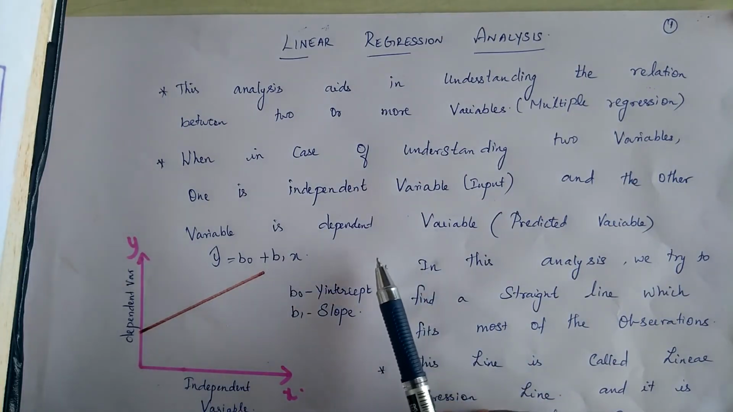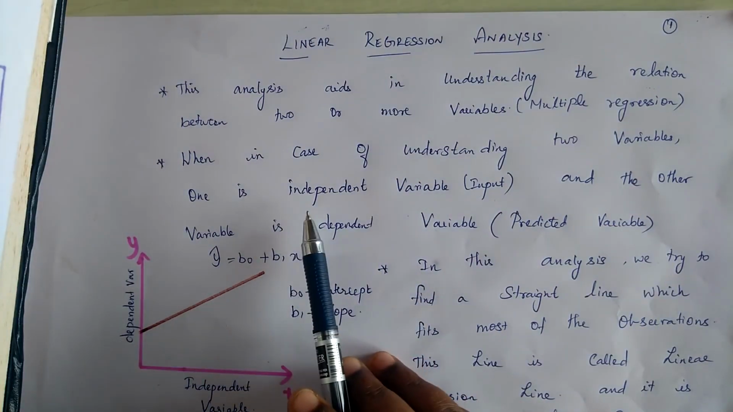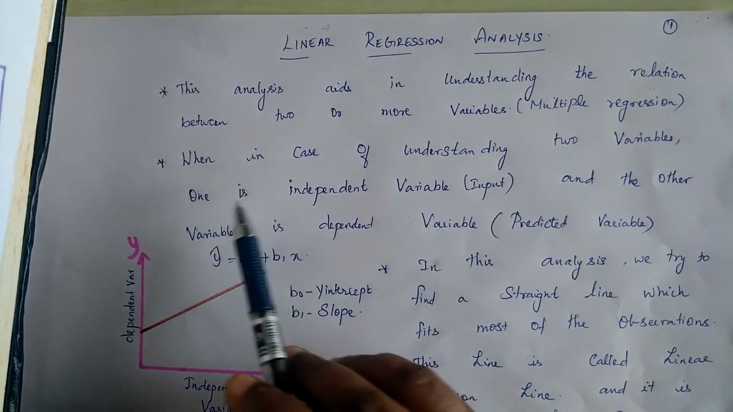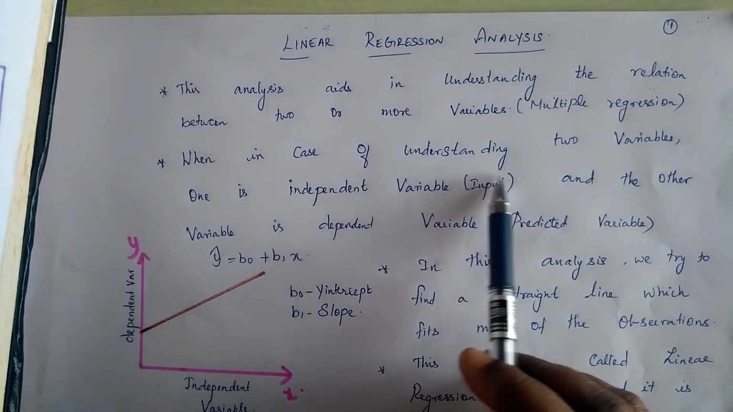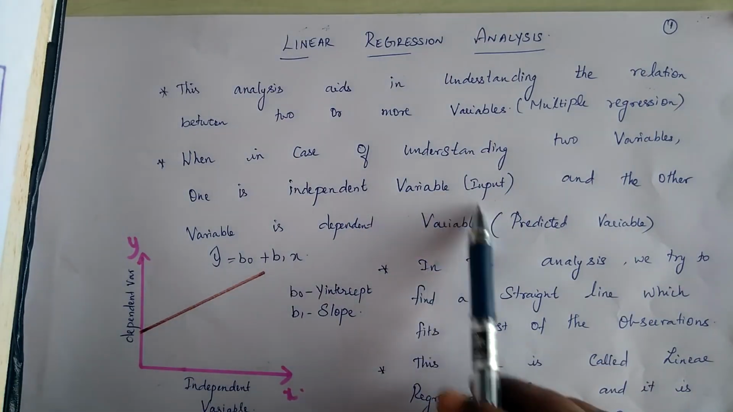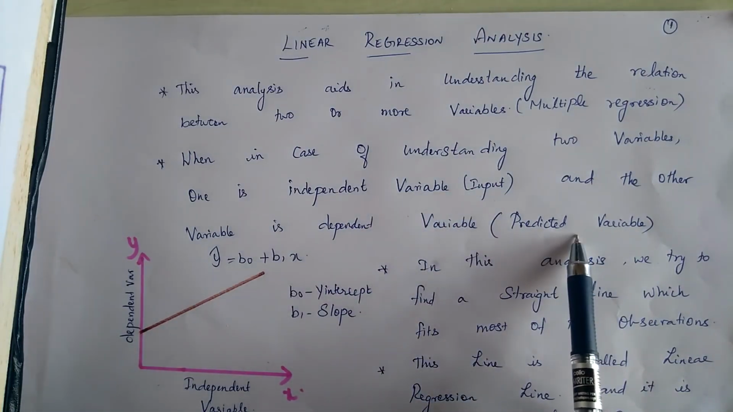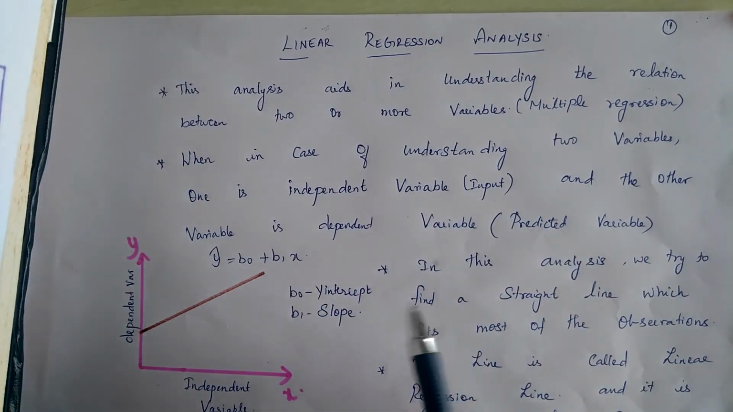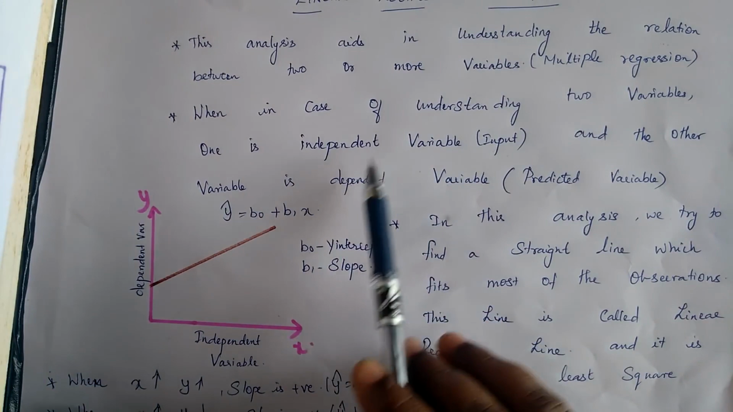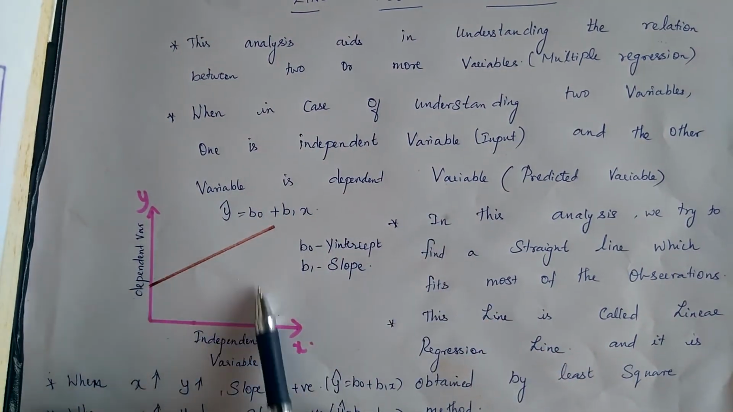Let's say we are interested in only finding the relationship between two variables. One variable is an independent variable, which is normally the input, and the other variable is a dependent variable, which is the output variable, which will be predicted from the input variable. So how do we understand the relationship? We'll see this graph.